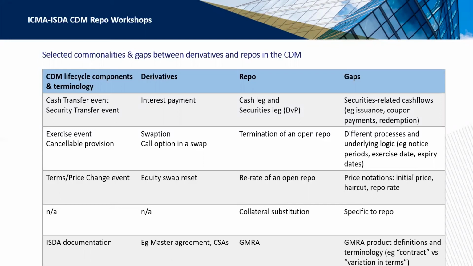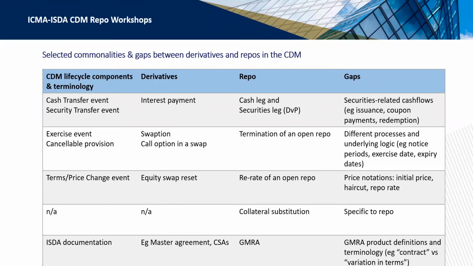So then, based on the discussions held in the workshop, we identified a number of commonalities between derivatives and repos. So looking at the table, from the left to the right, we have CDM lifecycle components and CDM terminology. Then we have a section for derivatives and the corresponding features, then those for repos and gaps that were identified in the workshops.